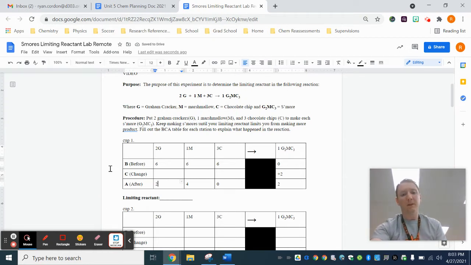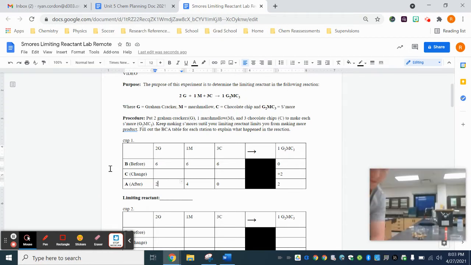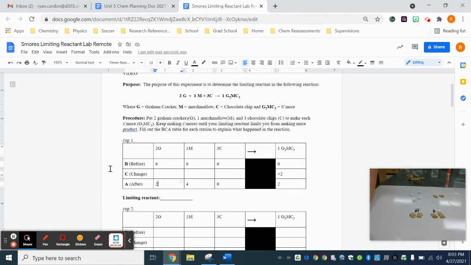Okay, another way you can look at that is we could look at how much was involved in the reaction. So four total graham crackers reacted, six total chocolate chips reacted, and two total marshmallows reacted.